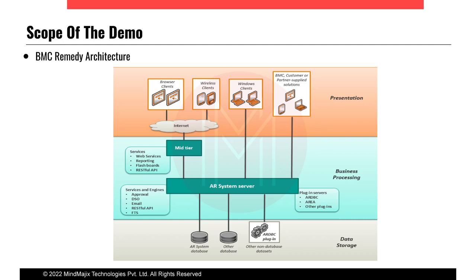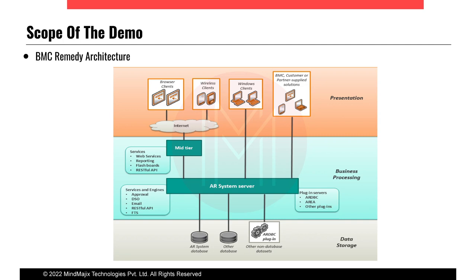So BMC Remedy is a three-tier architecture, and you can easily identify that by seeing the image on the screen. All three tiers are marked in three different colors, and it is mentioned there: presentation, business processing, data storage. So let's understand them one by one. The first one is the presentation tier.